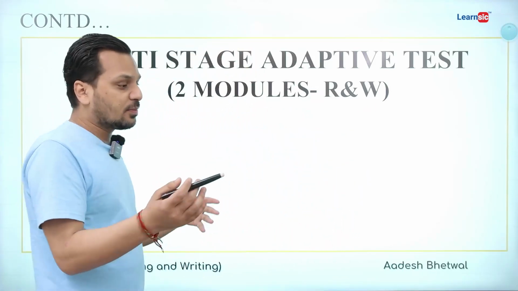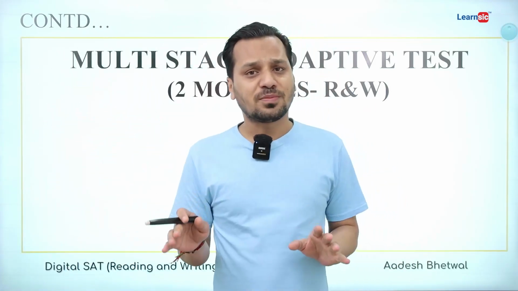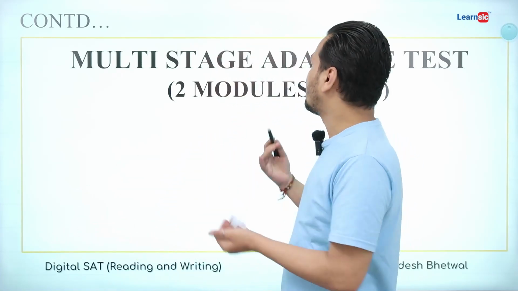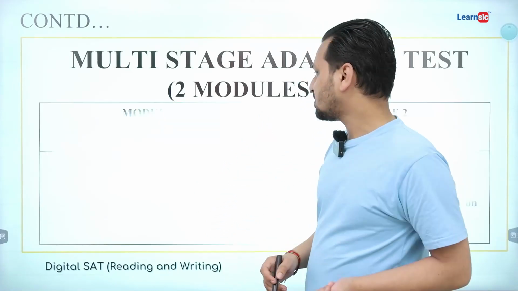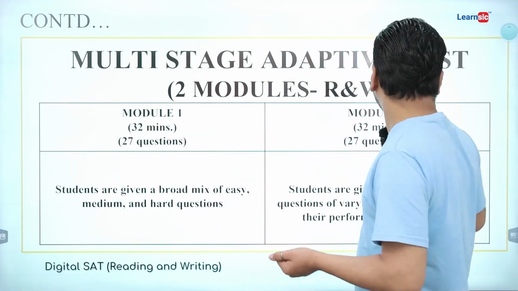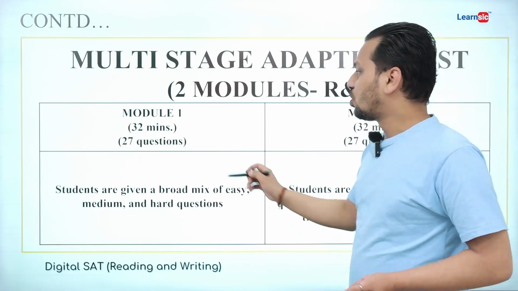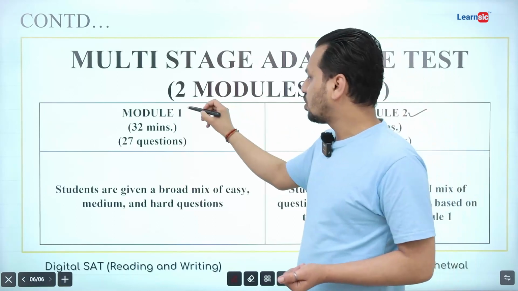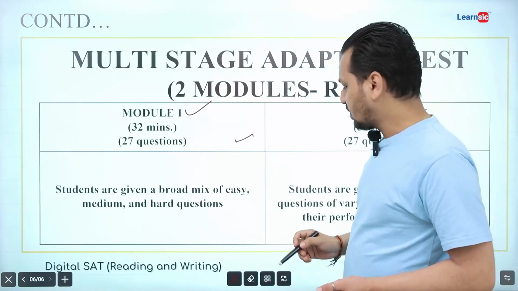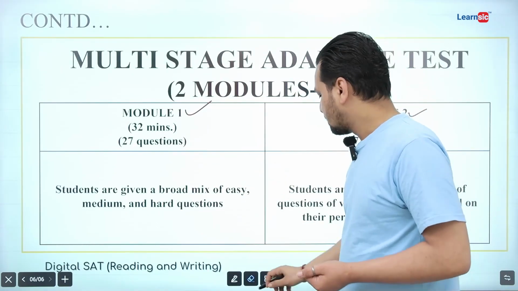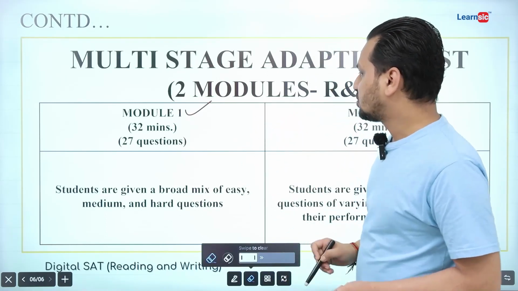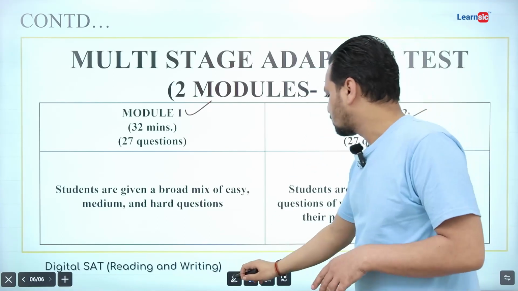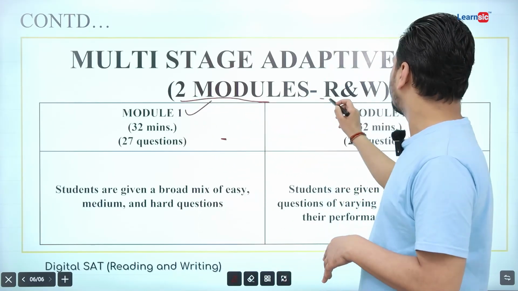Now I'm going to talk about only English. I don't know much about math, so my concern will be only with reading and writing. So how will this multi-stage adaptive test happen? You can see here, the test has been divided into two modules, as I already said, module 1 and module 2. We are not talking about math, we are talking about reading and writing.